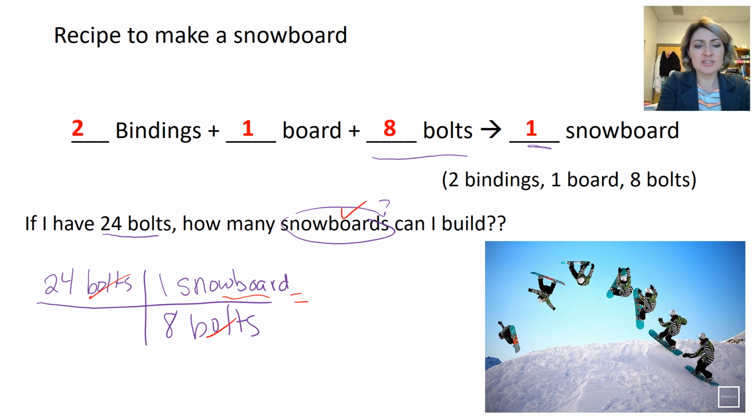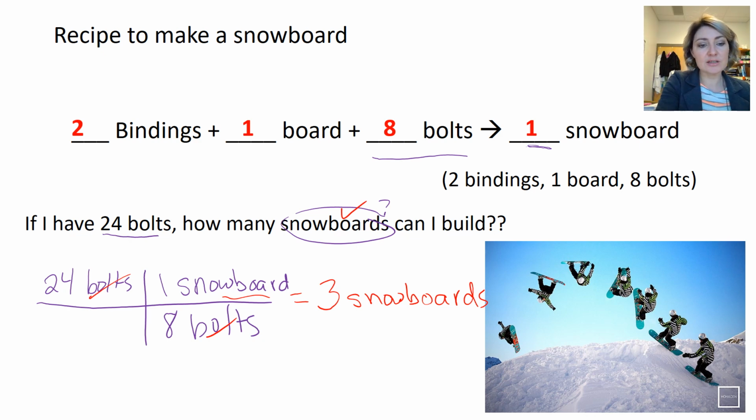So to complete this T-chart, 24 times 1 is 24 divided by 8 gives me a total of 4. It's not 4, it's 3. Come on, McCann. It's going to give me a total of 3 snowboards. That's assuming I have as many of the other ingredients or pieces that I require to make this. So if 24 bolts is all I have, I know I can make a total of 3 snowboards with those ratios.